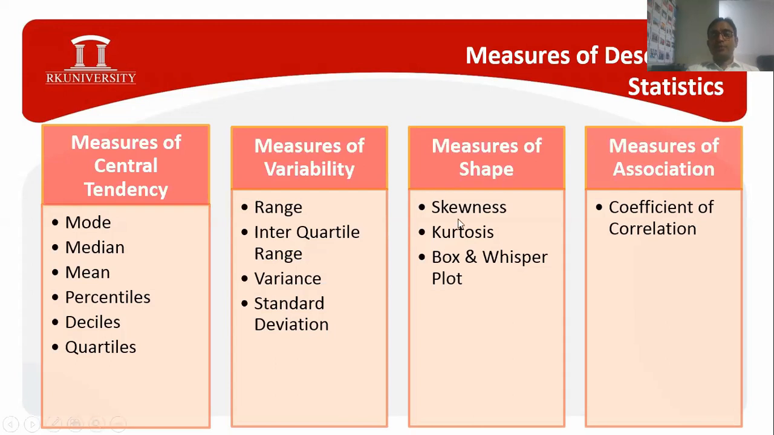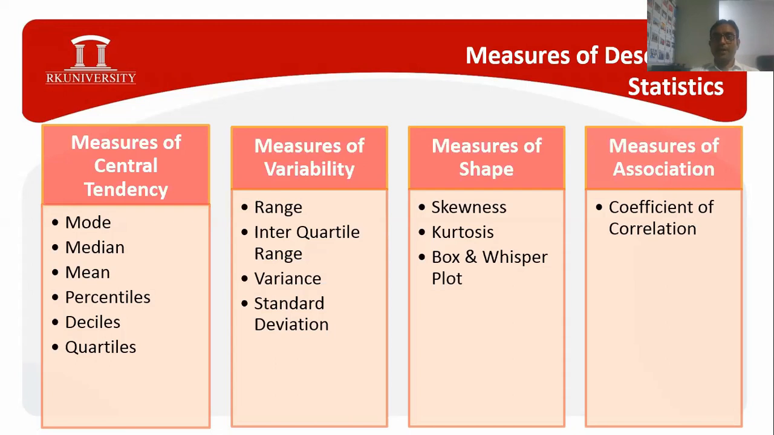Third is the measures of shape. When we are dealing with a large kind of data, we try to plot what kind of distribution it follows, so that we can find out with the help of measures of shape. There are three very popular or widely used measures of shape, which are skewness, kurtosis, and box and whisker plot.